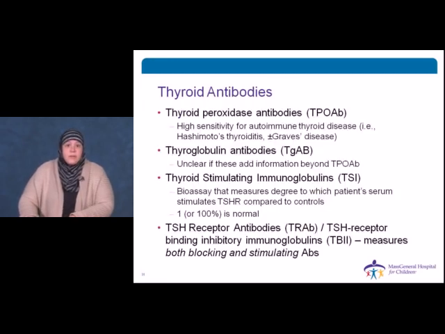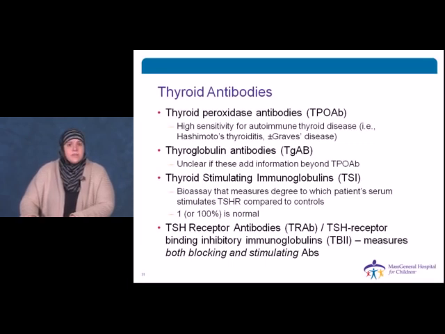We often send thyroid antibodies because most of the thyroid disease that we deal with is autoimmune thyroid disease. So I wanted to go through these. The first and most commonly used is thyroid peroxidase antibody, and this has very high sensitivity for autoimmune thyroid disease. It's essentially always positive in Hashimoto's thyroiditis, and it also is sometimes positive in Graves' disease.